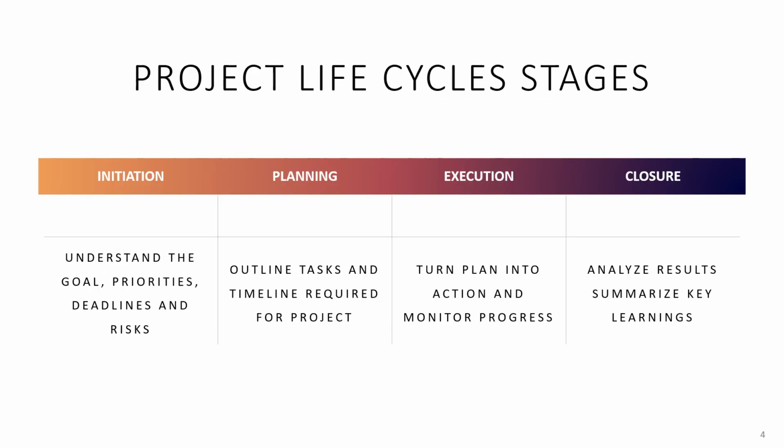So, in order to do so, an organization must understand that this project will go through four stages of the project lifecycle, which would be initiation or understanding their project goals, planning, which will outline the tasks and the timeline required for the projects, execution, which will turn their plan into action while monitoring their progress, and then closure, where they'll analyze their results and summarize their key learnings from the project itself.